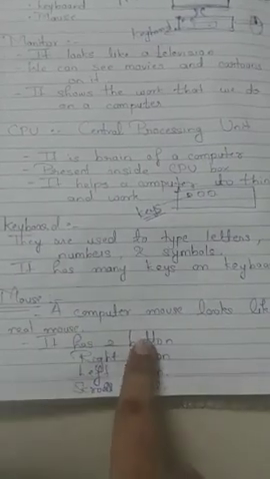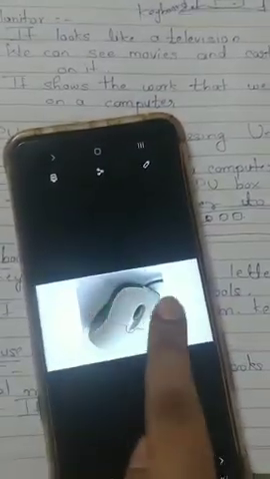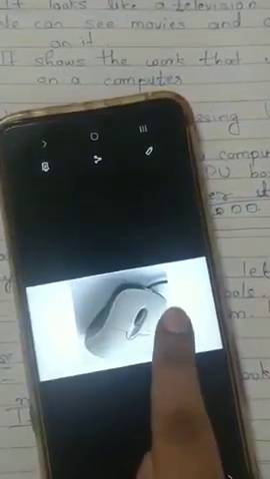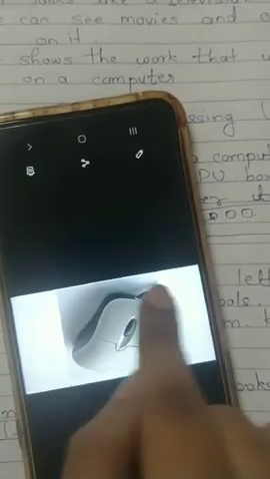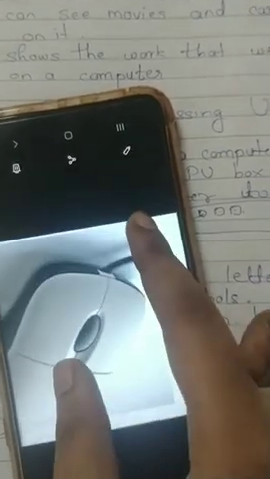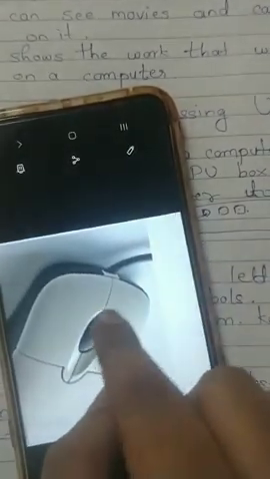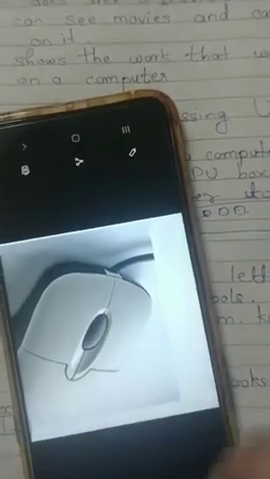Yes or no? So what is a mouse? A computer mouse looks like a real mouse. And how many buttons does a mouse have? It has two buttons. That is the left mouse button and the right mouse button. Left button, right button, and in between there is a scroll wheel. What is this known as? Scroll wheel.